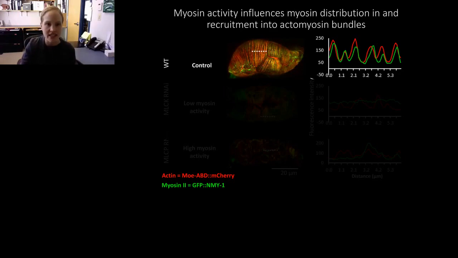Additionally, you can see that there aren't really any differences in myosin accumulation along the fibers. In other words, myosin is homogeneously distributed throughout actin-myosin bundles. It doesn't seem to accumulate anywhere.